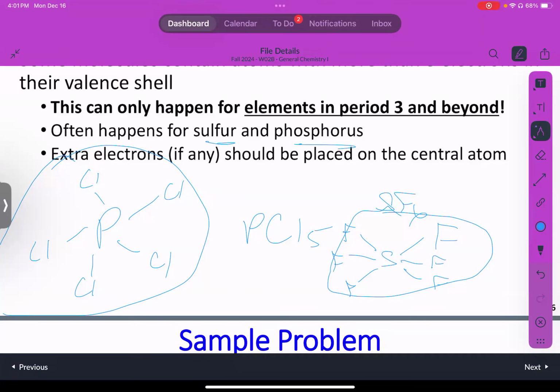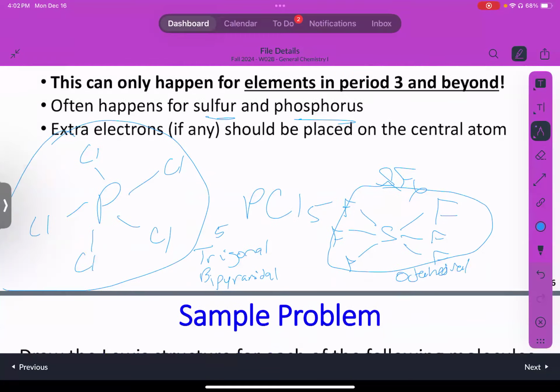As we get into this, this will be trigonal bipyramidal, right? Because that's the one with 5 electron domains. And then this one would be octahedral. We're going to get into that soon, so don't worry if you don't know it.